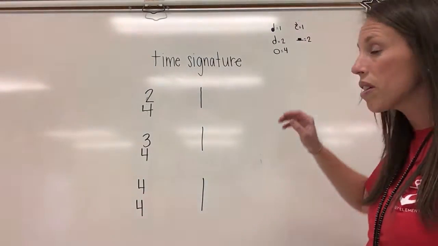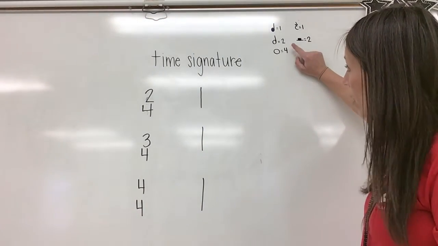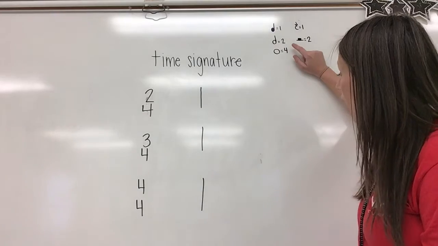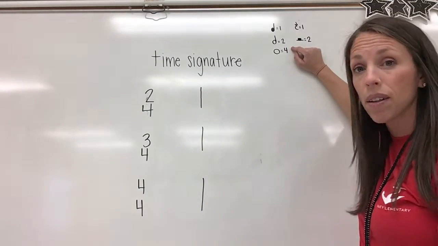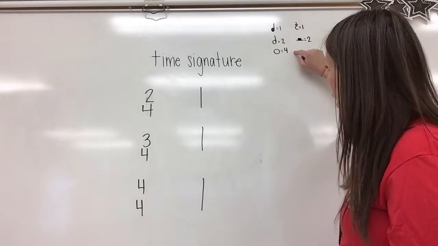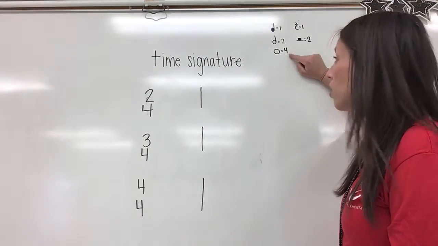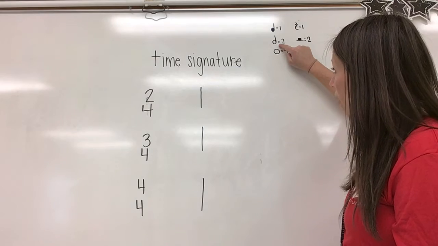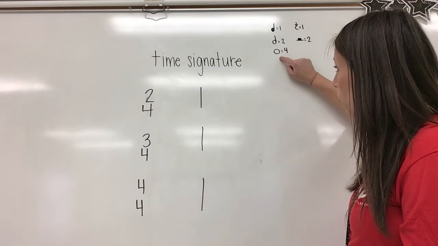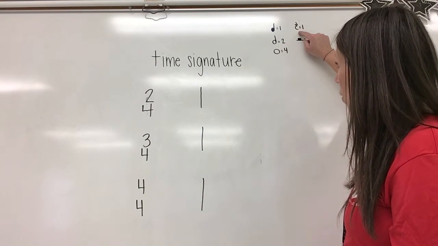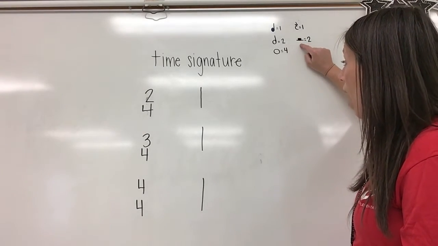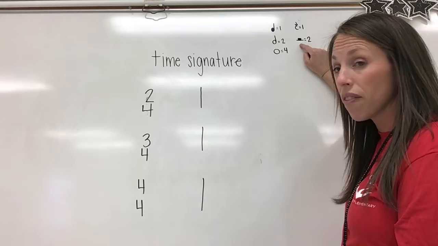You can use any of these notes and rests that we talked about at the beginning of the lesson. So make sure that you have these written down in your notes. Our quarter note gets 1 beat. Our half note gets 2 beats. Our whole note gets 4 beats. Our quarter rest gets 1 beat of silence, and our half rest gets 2 beats of silence.